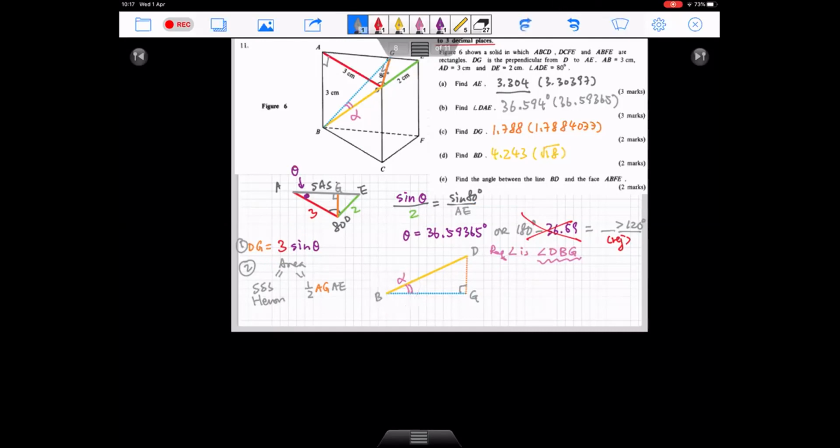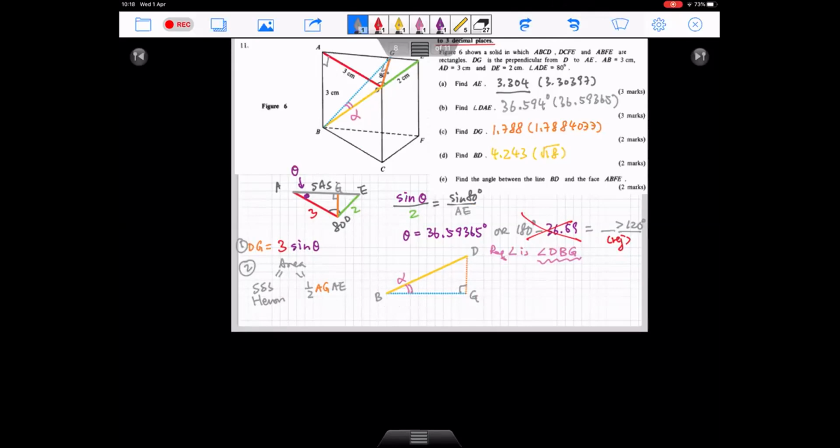I hope if I post up the SketchUp picture, the three-dimensional object, on that model, you can better see why this is the right angle and why this is the required angle. So this is the identification where the angle is. It should be angle DBG.